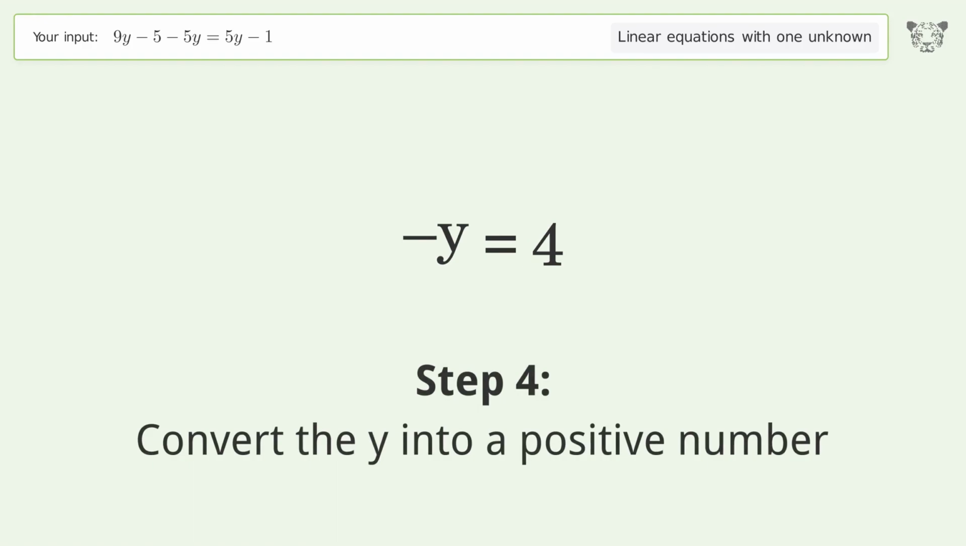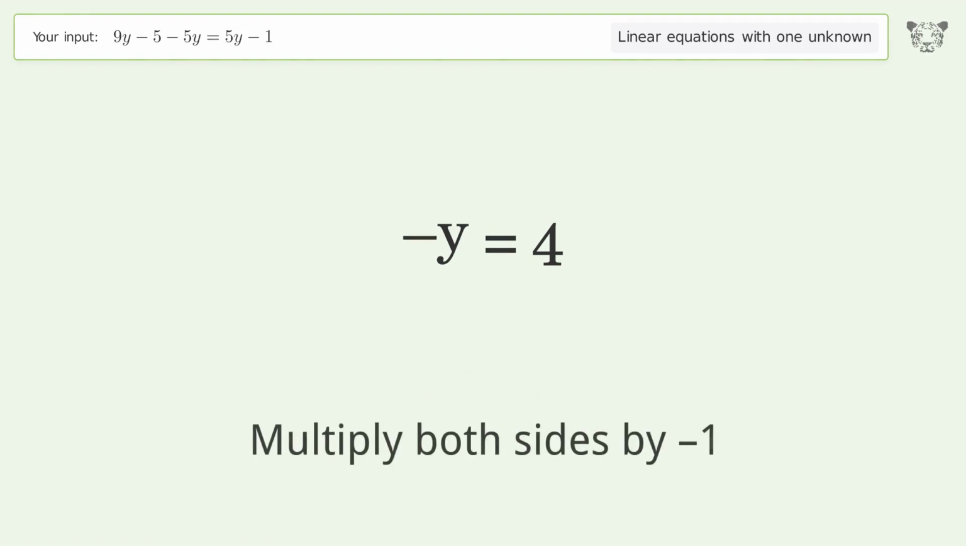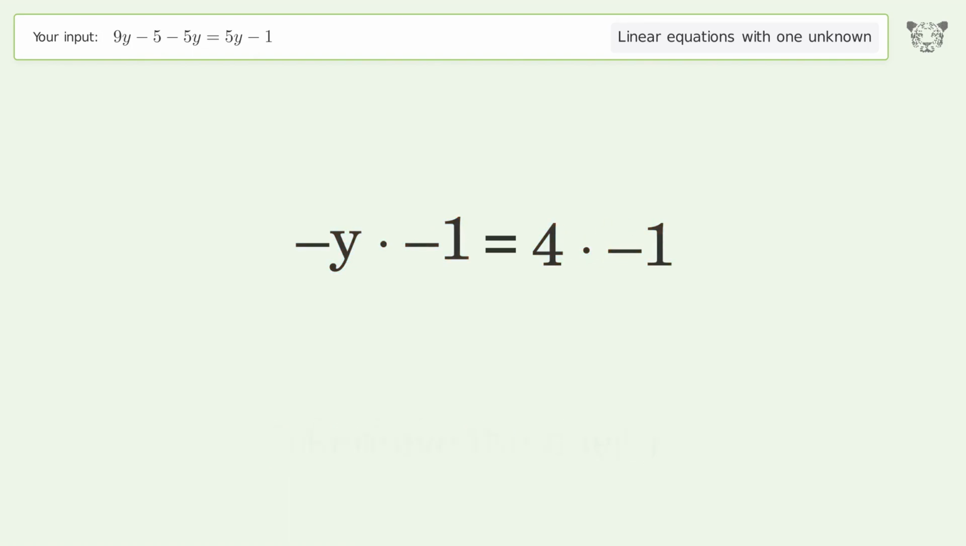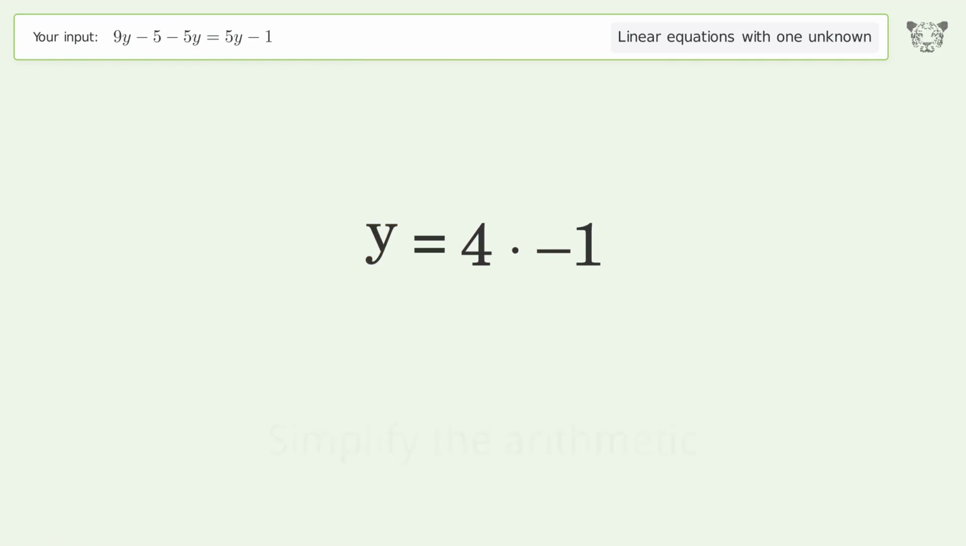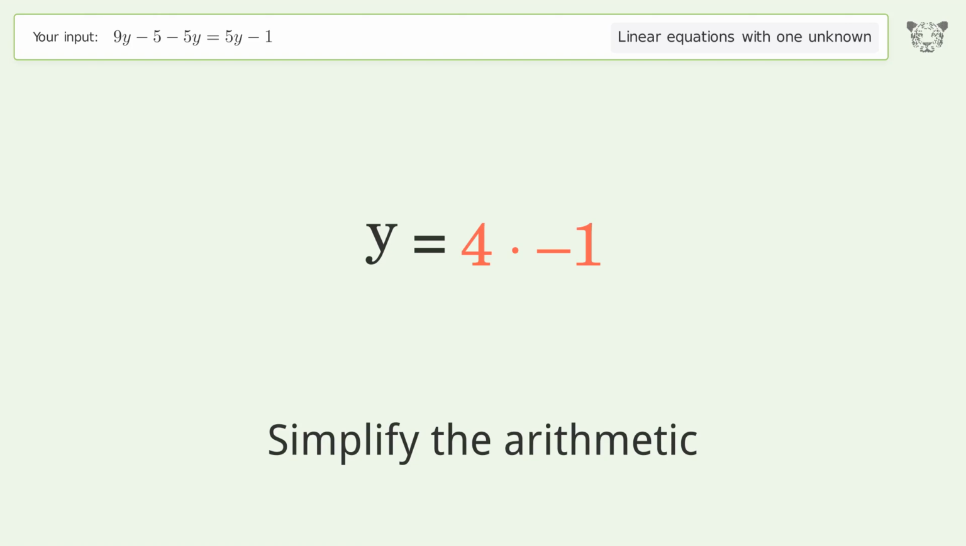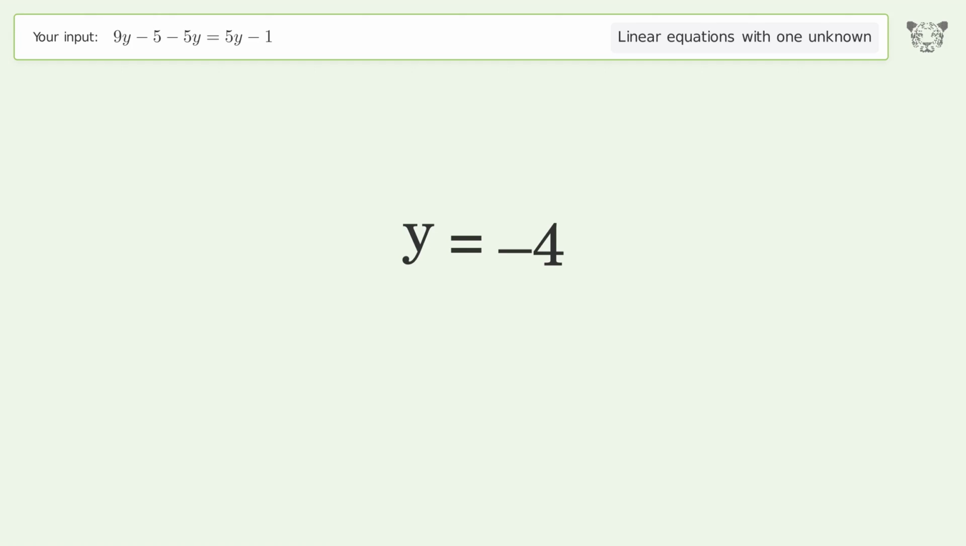Convert the y into a positive number. Multiply both sides by -1. Remove the ones. Simplify the arithmetic. And so the final result is y equals -4.